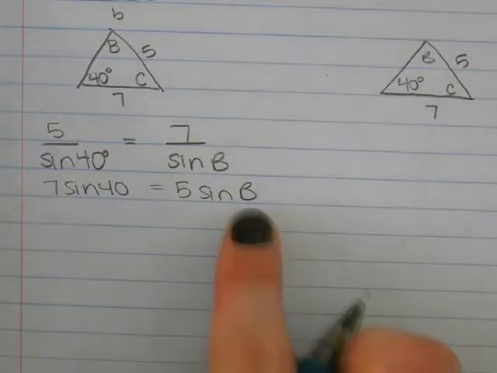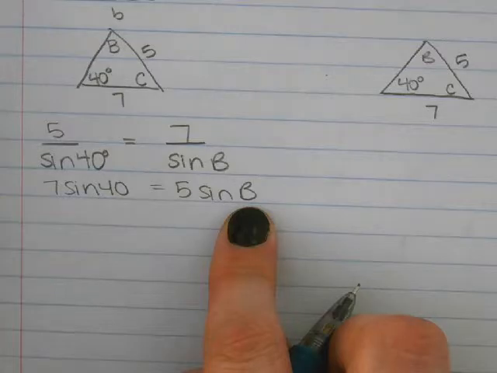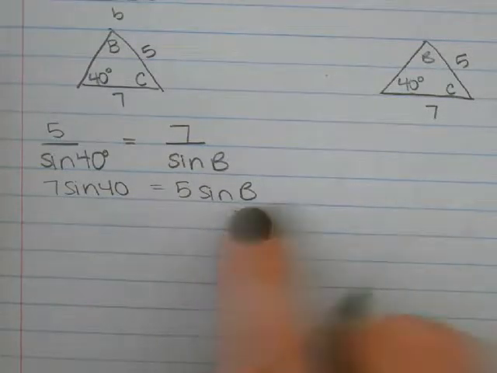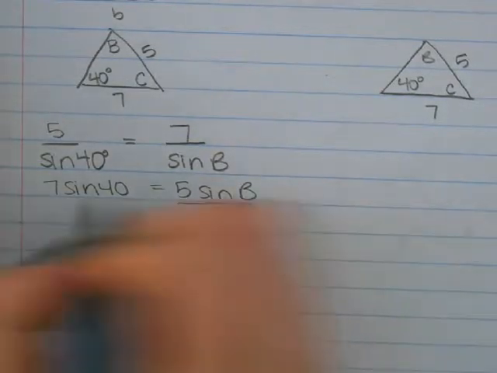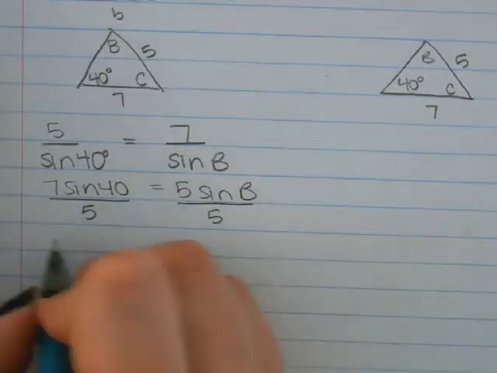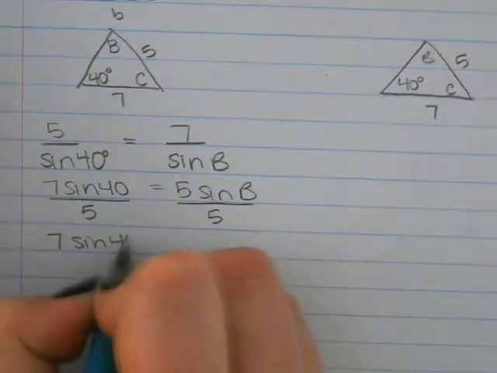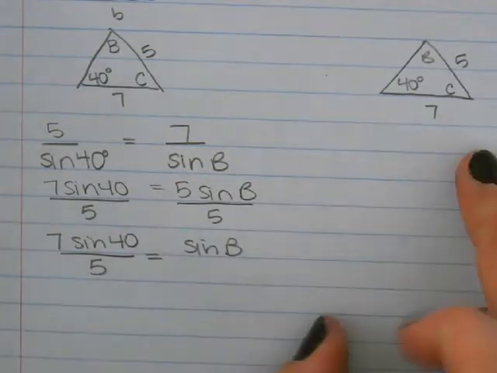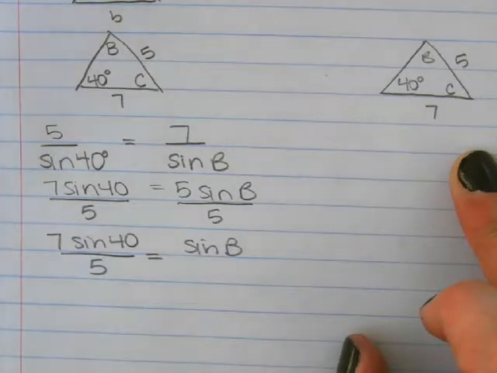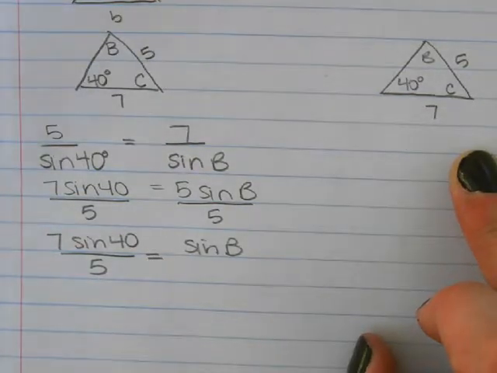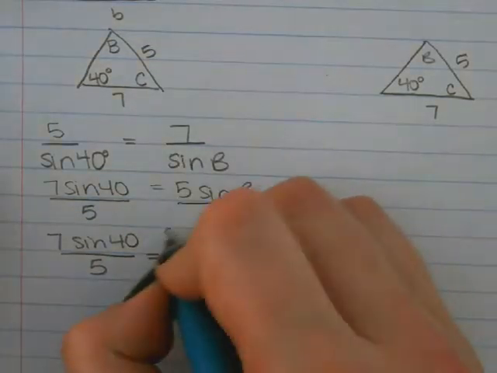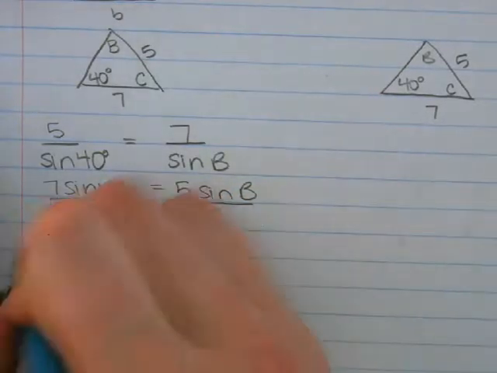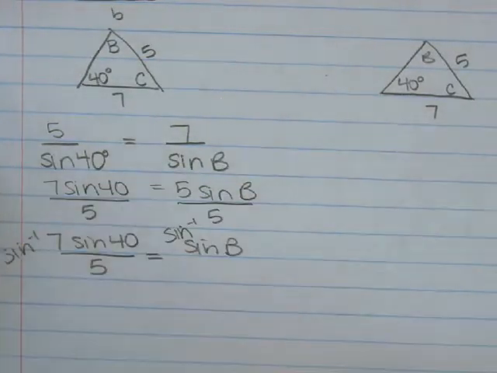And then what am I going to do to solve for this B right here? Divide by 5. I can't divide by sine, but I can divide by 5. So 7 sine 40 over 5 equals sine B. And does anyone remember from math 2, maybe math 3, how you get rid of a sine? Sine inverse. So I'm going to sine inverse that side, and I'm going to sine inverse the left side.